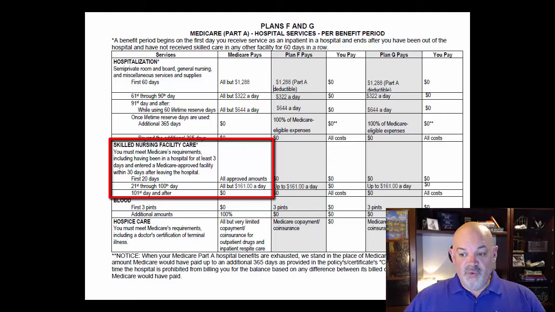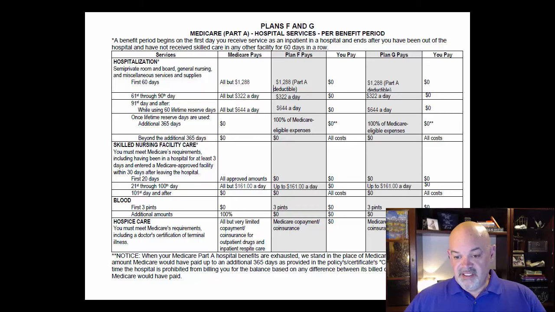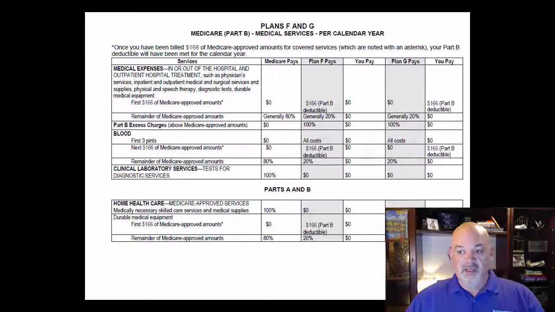For days 21 through 100, you have a copayment of $161 a day that you are responsible for. And then after day 100, Medicare is not going to pay any benefits. They're not going to approve any benefits beyond that. Also, you see there is some blood coverage and some hospice coverage here as well.